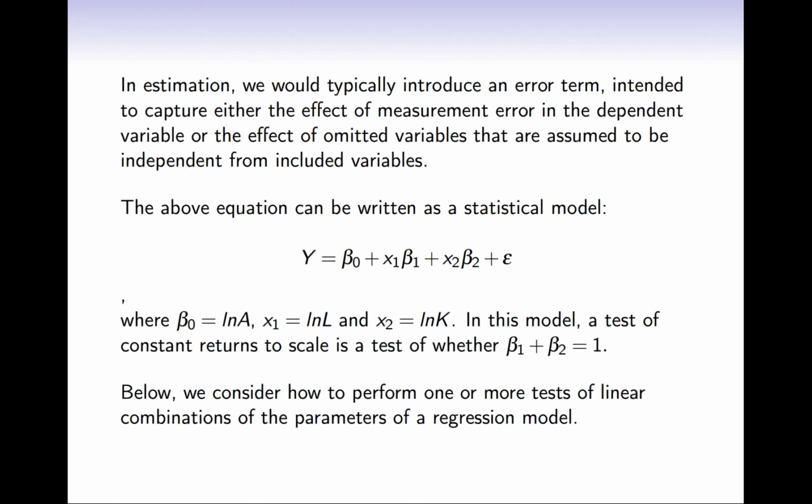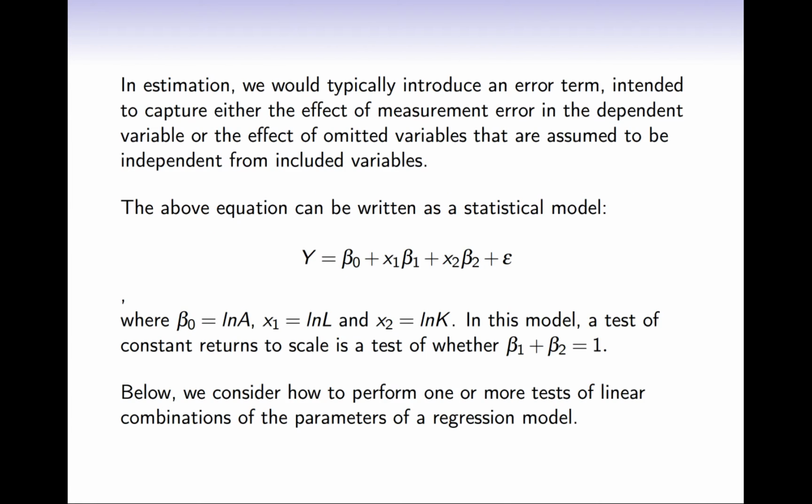Right, no returns to, well, constant returns. Yeah, that's what I meant to say. So if beta 1 plus beta 2 equals 1, then we have constant returns to scale. Okay, it could be greater than 1, it could be less than 1, but usually people test if you have constant returns to scale.